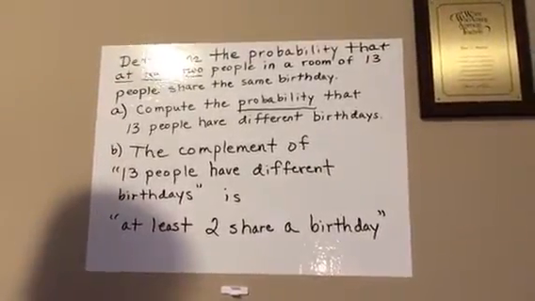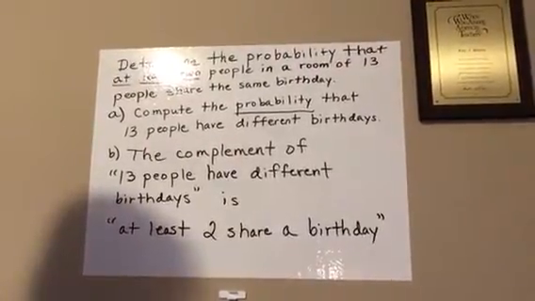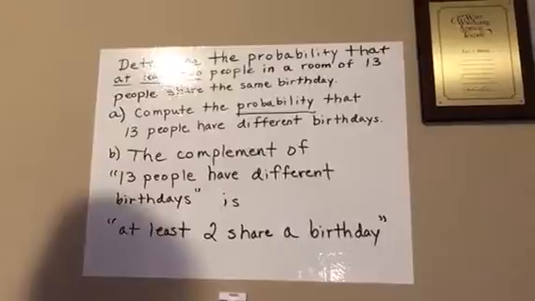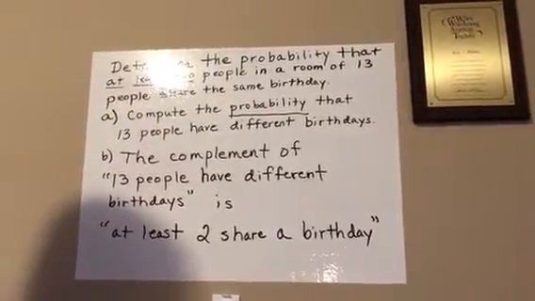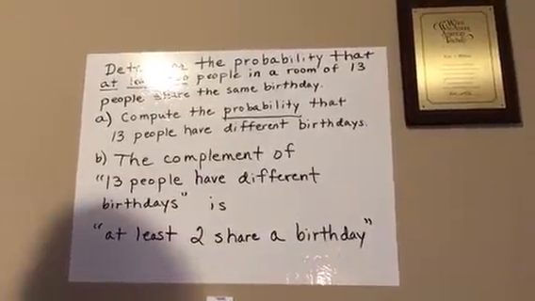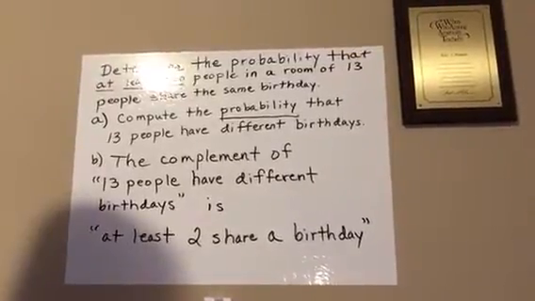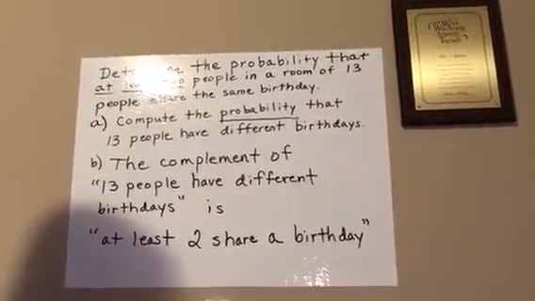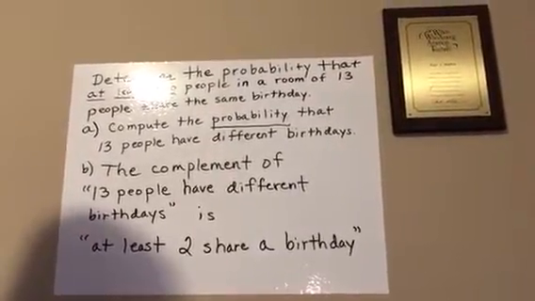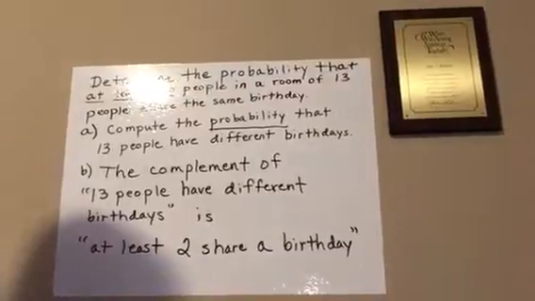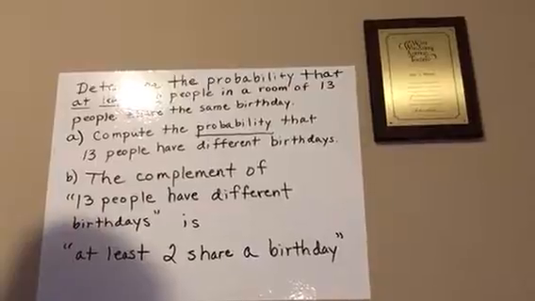Okay. It says to determine the probability that at least 2 people in a room of 13 people share the same birthday, ignoring leap years and assuming each birthday is equally likely by answering the following questions. Part A, compute the probability that 13 people have different birthdays. Part B, the complement of 13 people have different birthdays is at least 2 share a birthday. Use this information to compute the probability that at least 2 people out of 13 share the same birthday.